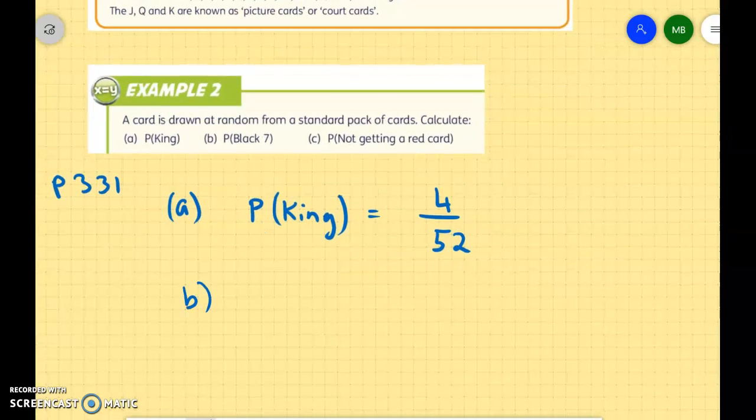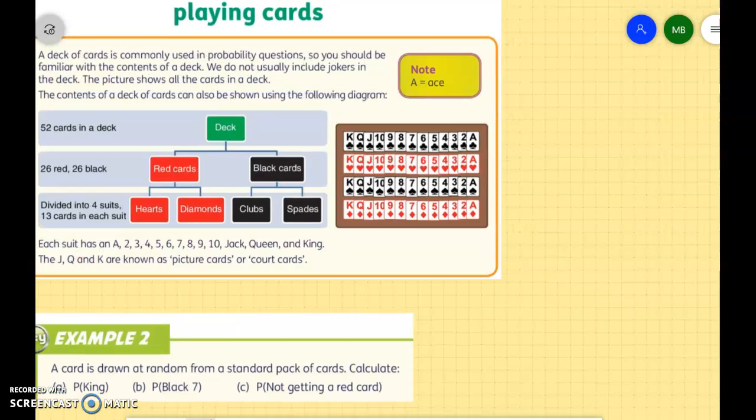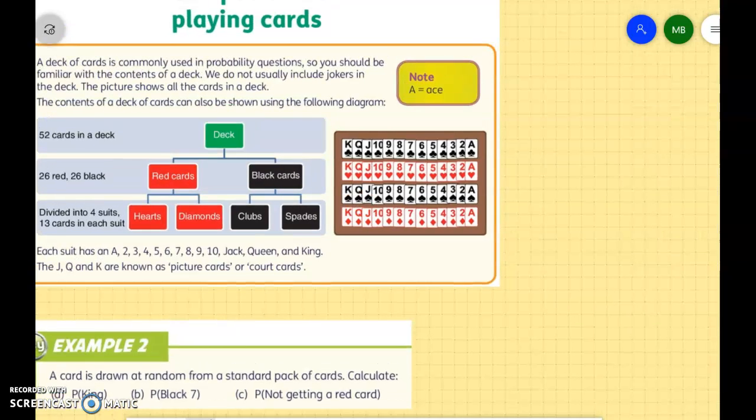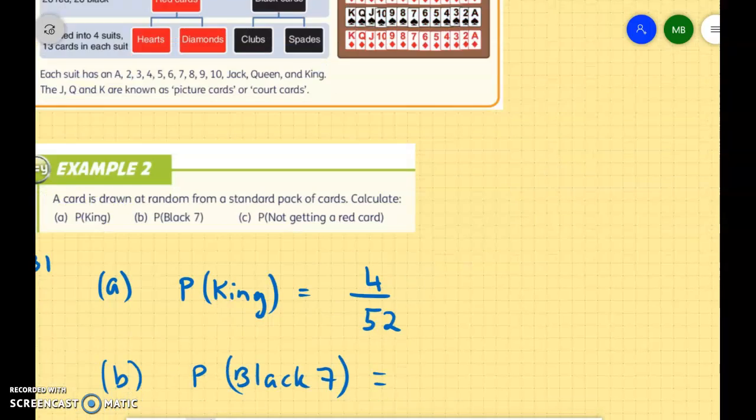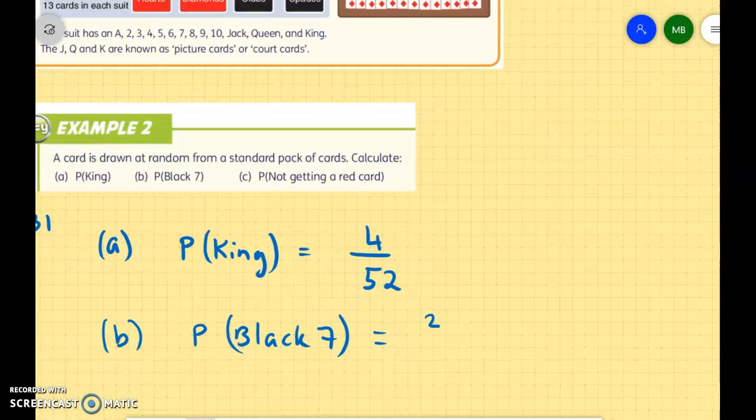Part B, we're going to look at the probability of getting a black 7. So again, we have a look at our deck of cards here, and there are 2 black 7s. So you have the 7 of clubs and the 7 of spades. And there's 52 in your pack altogether.